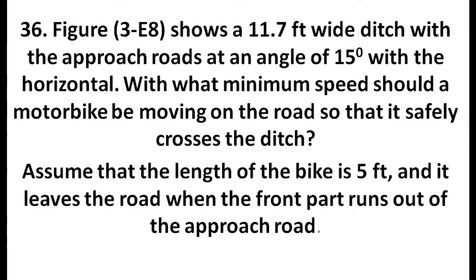HC Verma Solutions, Chapter number 3, Rest and Motion, Kinematics, question number 36. The figure shows an 11.7 feet wide ditch with the approach roads at an angle of 15 degrees with the horizontal. With what minimum speed should a motorbike be moving on a road so that it safely crosses the ditch? Assume that the length of the bike is 5 feet and it leaves the road when the front part runs out of the approach road.